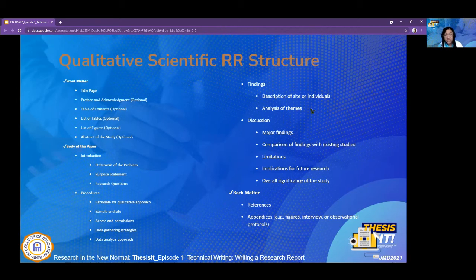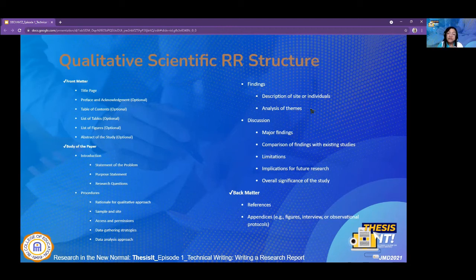And here you will write about your data analysis approach. And then, of course, you present now your findings. Wherein in the presentation of the findings, you need to have a comprehensive description of site or individuals and analysis of themes. And of course, in the discussion, you write major findings.